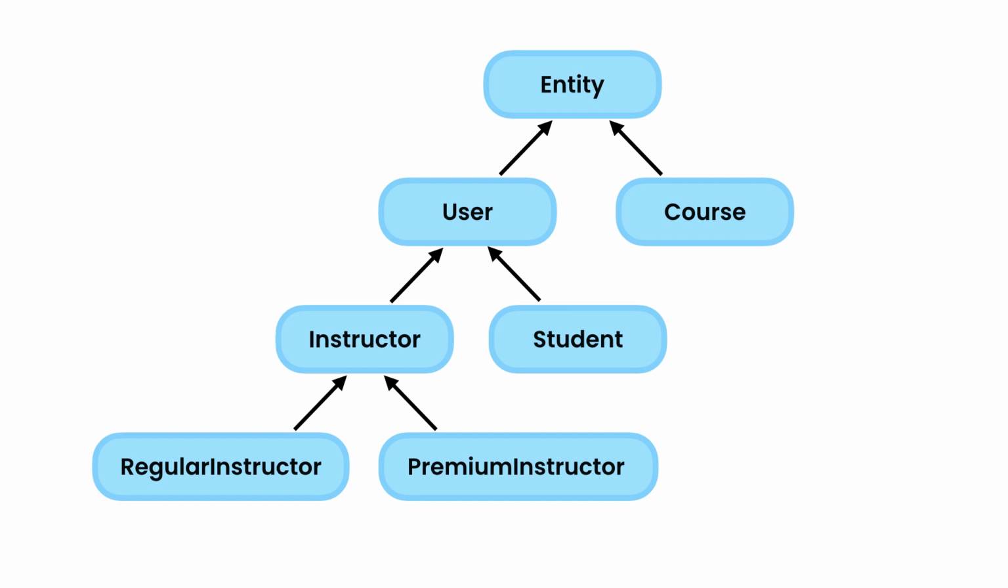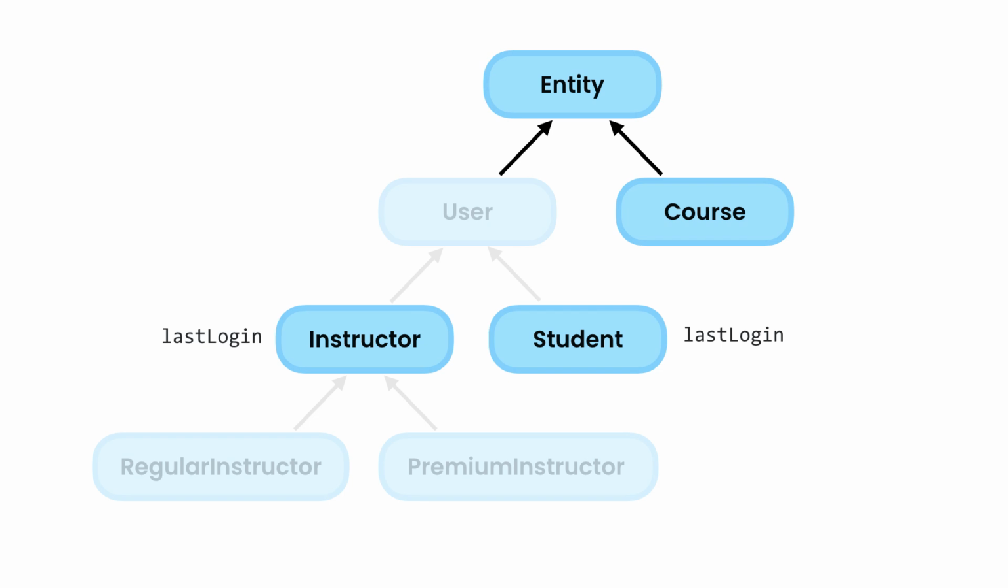So here we should collapse this hierarchy. Let's say both the student and instructor classes need an attribute like last login. We can redefine this in each class. Yes, we are duplicating a bit of code, but now these two classes are decoupled and they can evolve independently without impacting each other. Also, we don't really need separate classes for regular and premium instructors.